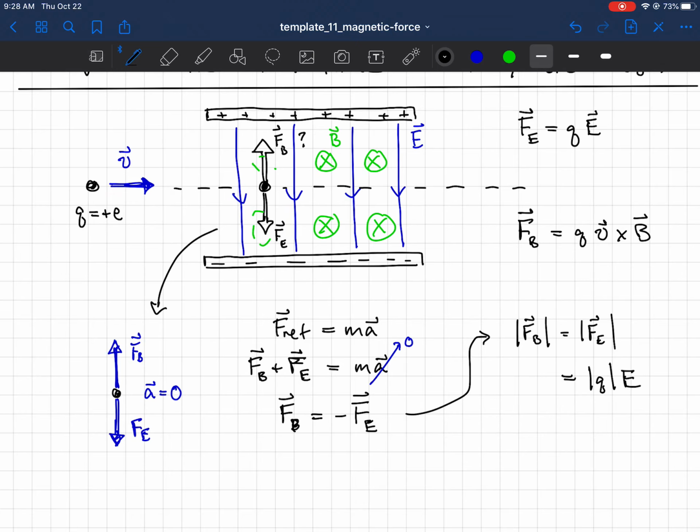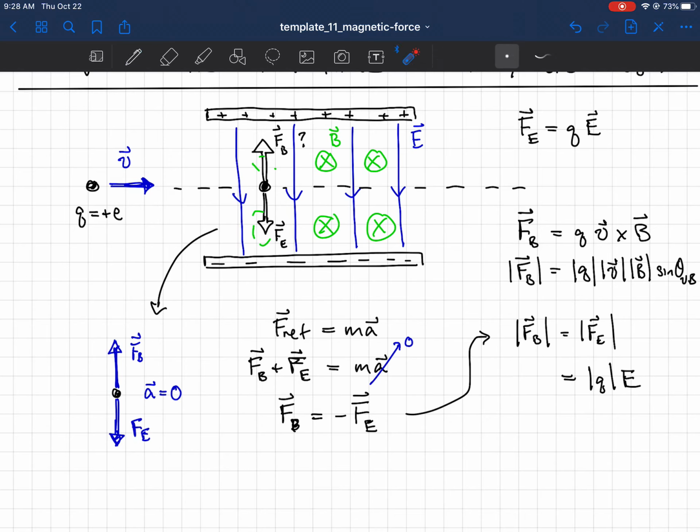And magnitude FB, we found that in the very beginning, or did we? Maybe we didn't. So let's do it now. Magnitude FB is equal to absolute value Q times the magnitude of V cross B. So what is the magnitude of a cross product? It's going to be equal to magnitude V, magnitude B, sine of the angle between V and B.